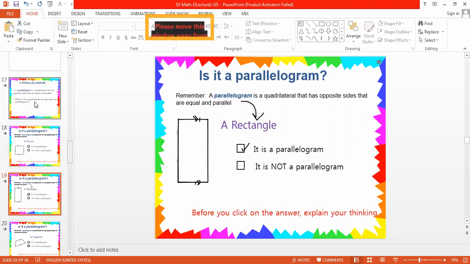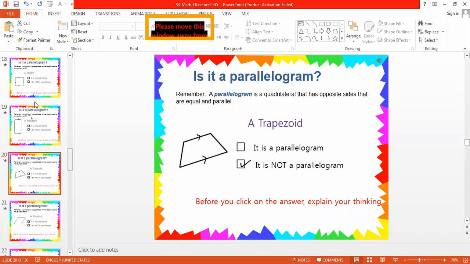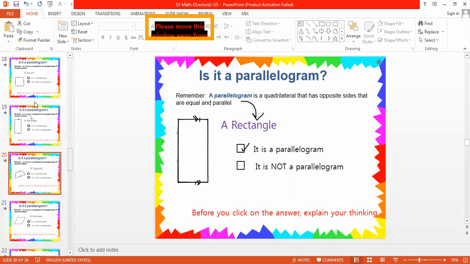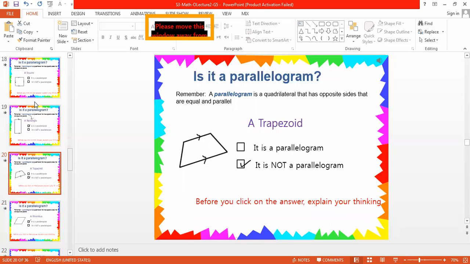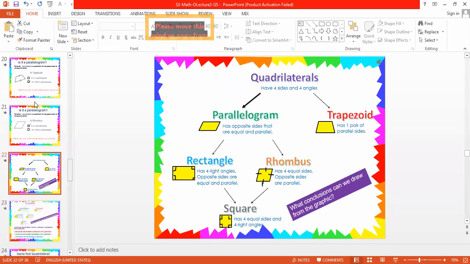Guys, all the quadrilaterals are parallelograms except the trapezoid. It's not a parallelogram because it has only one pair of opposite sides equal and parallel. Is it clear? Okay. So can you see this diagram here? First they discovered the quadrilateral. In a quadrilateral, we have 4 sides and 4 angles. First, we have the parallelogram, which has opposite sides equal and parallel. Then the trapezoid, which has only one pair of parallel sides.